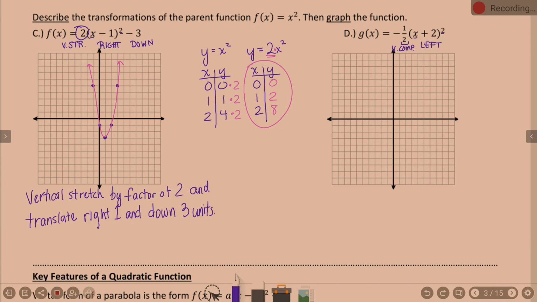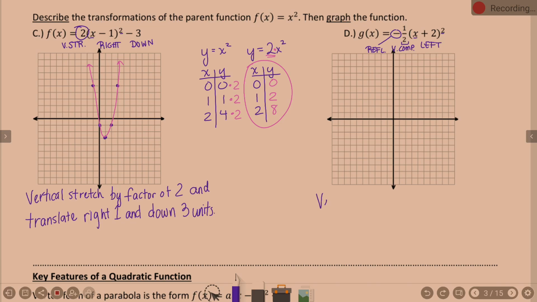What else? It's going to be a reflection across the x-axis. There's a negative out here, isn't there? So that means we're going to have a reflection. So we've got three things going on here. We're going to do a vertical compression by a factor of 1/2, reflect across the x-axis, and finally translate left 2 units.